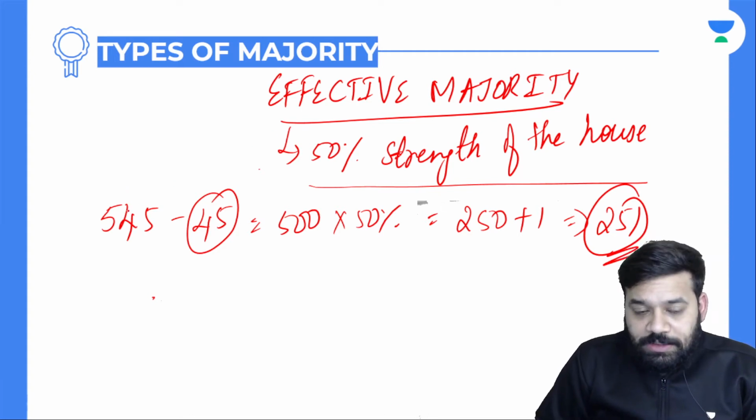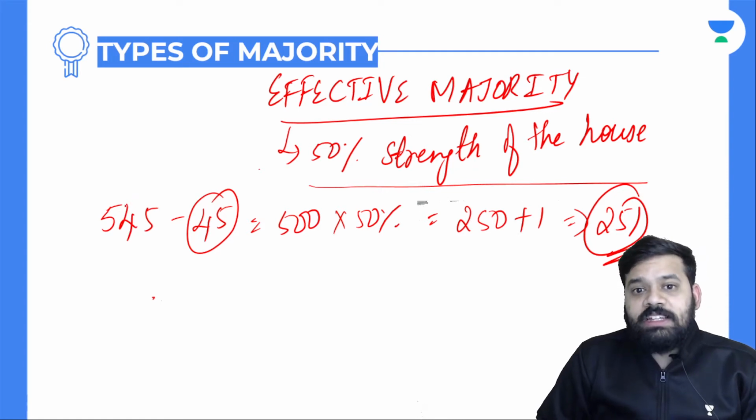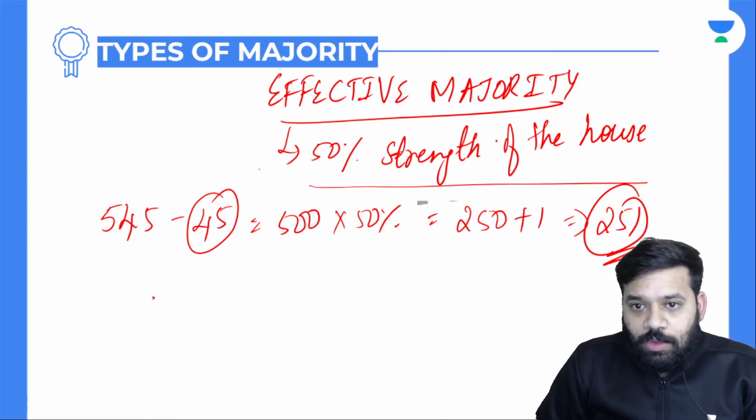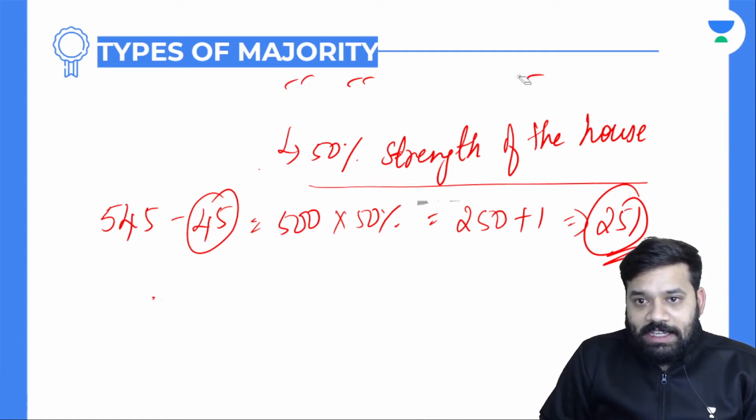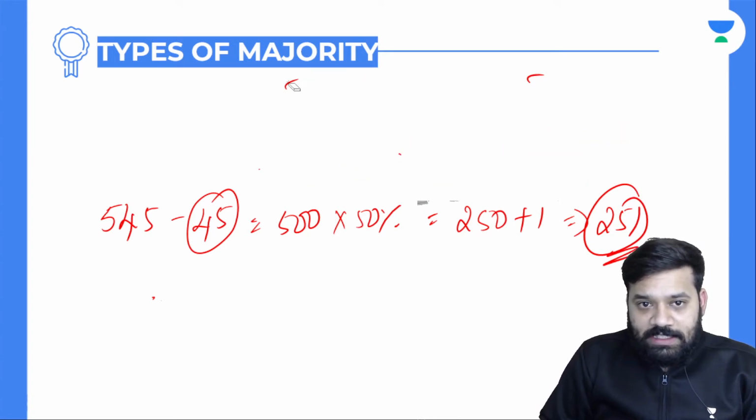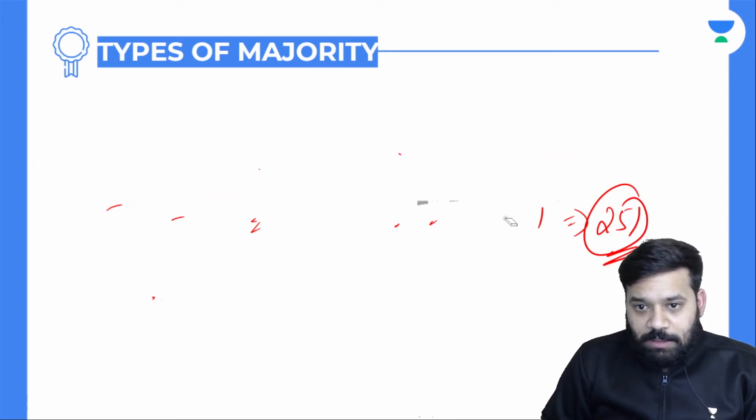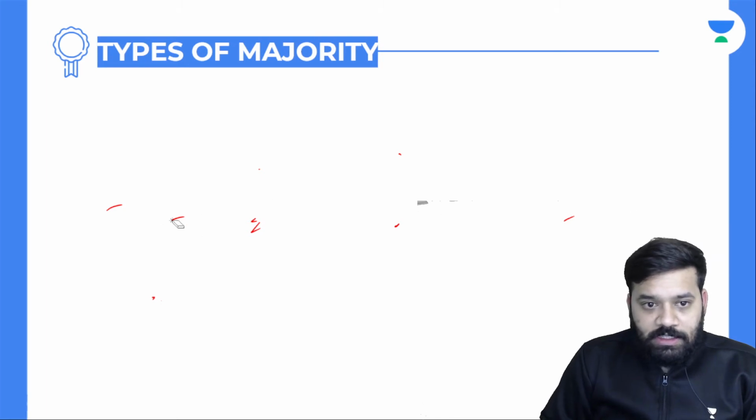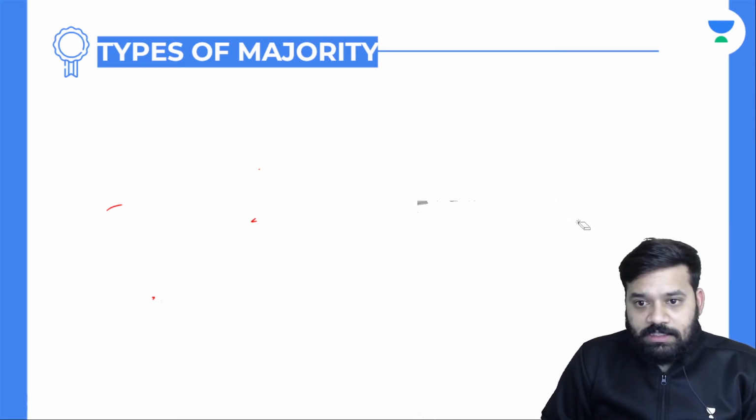So this is an exceptional case. It's not the same numbers. I'm just giving you an example. So I hope you understood what is effective majority. And the next kind of majority that we see is simple majority. So I will tell you what is simple majority.